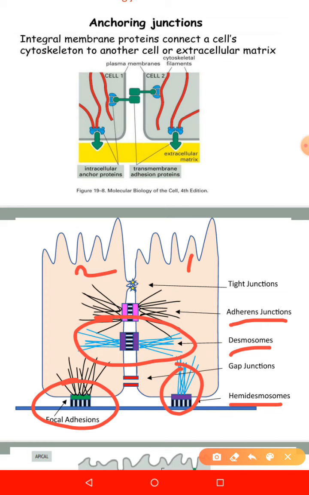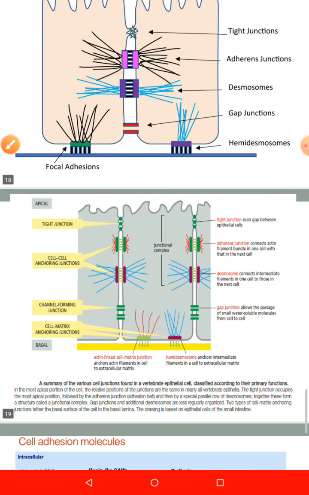So the hemidesmosomes and the focal adhesions look similar. What's the difference? Focal adhesion is a cell-to-matrix junction, and there is actin involved, the actin filaments. The type of cytoskeleton involved in the hemidesmosome is the intermediate filament. That's the difference. In the focal adhesions, there is actin filament. Okay, so these are other diagrams which you can also appreciate.